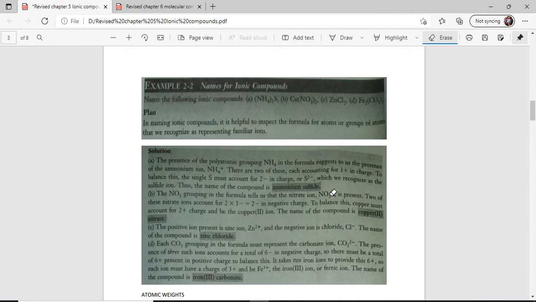Next is the names of your ionic compounds. Okay, the following ionic compounds: your NH4 combined with your sulfur, your copper combined with your NO3, your zinc chloride, and for your iron 2, is this cobalt? Carbonate. Okay. For your letter A, to name your compounds, it is helpful to inspect the formula for atoms or groups of atoms that we recognize and their respective familiar ions.